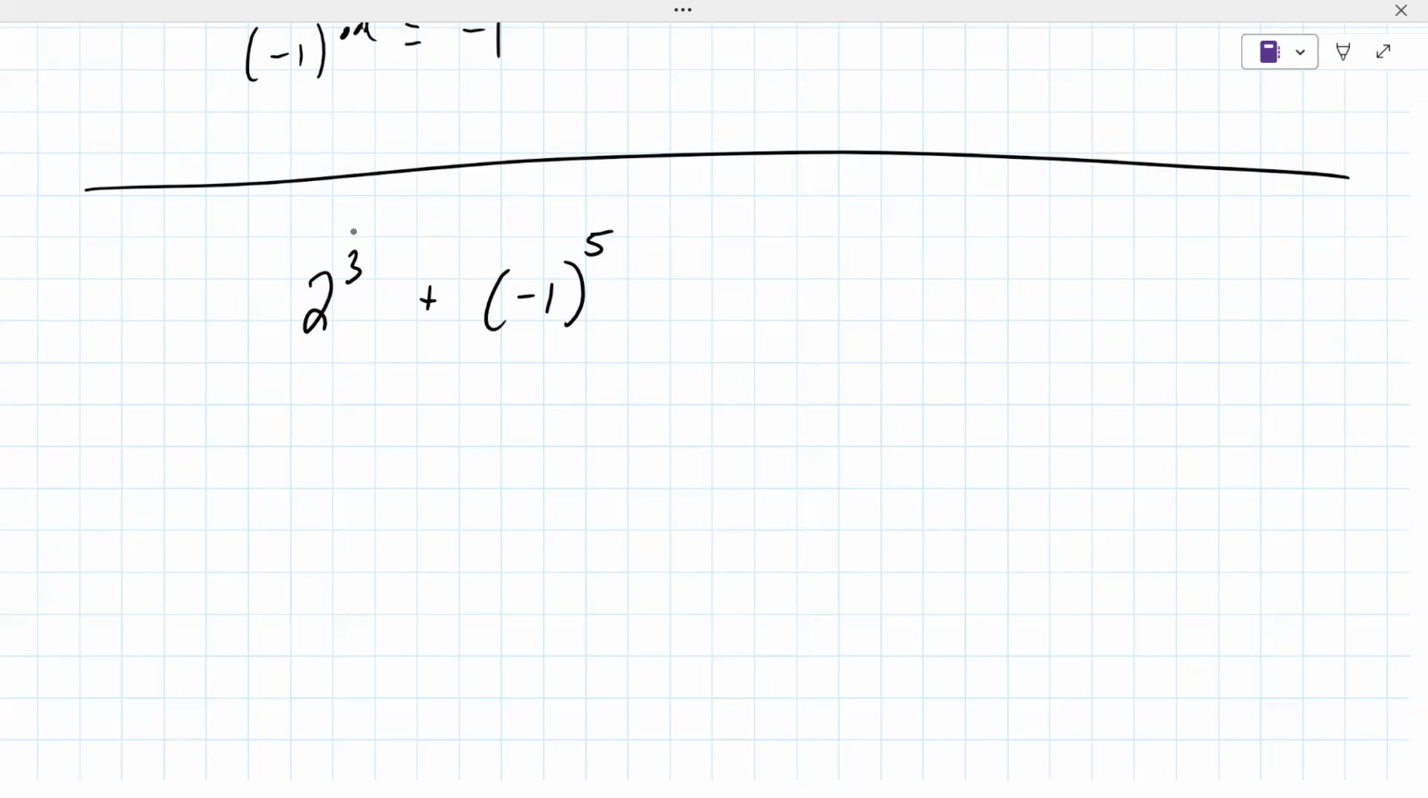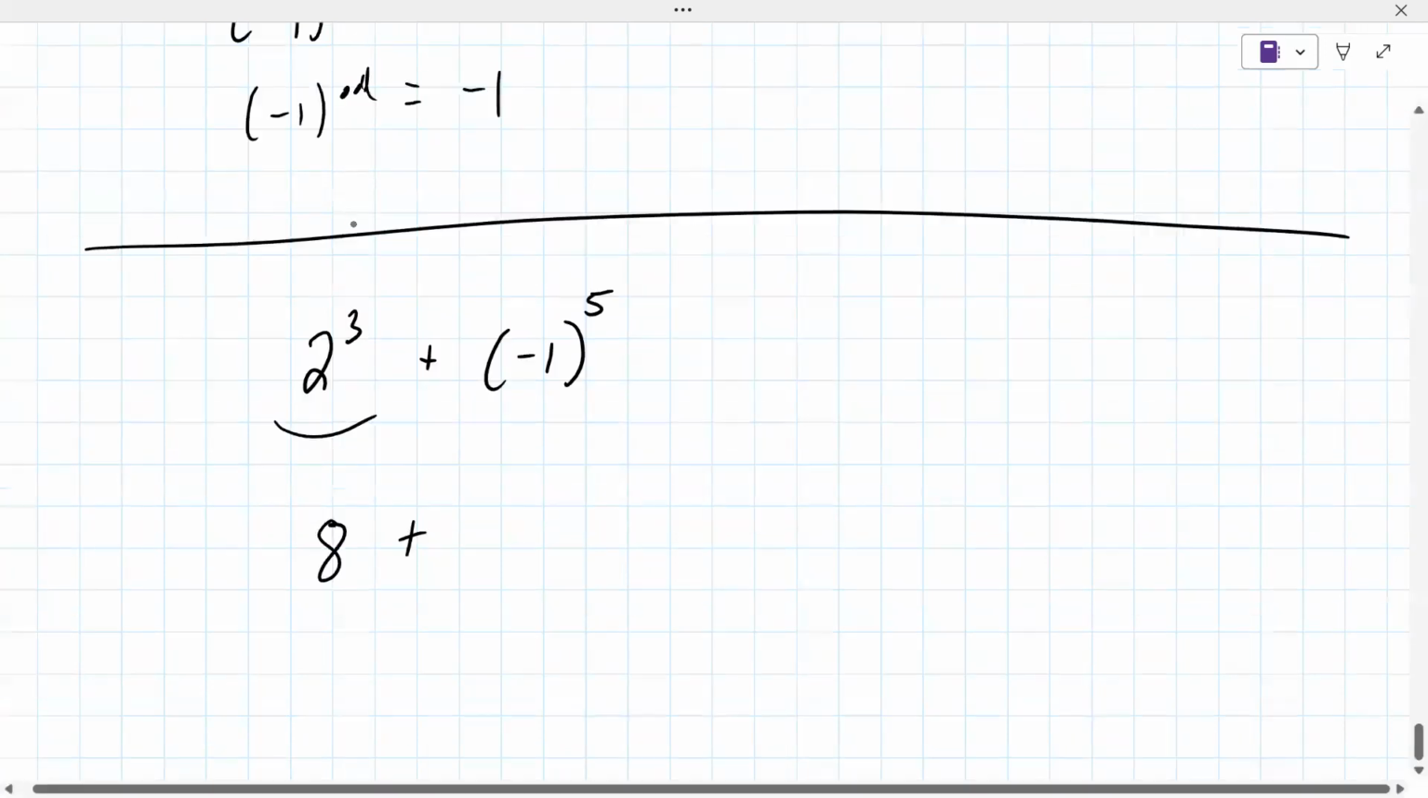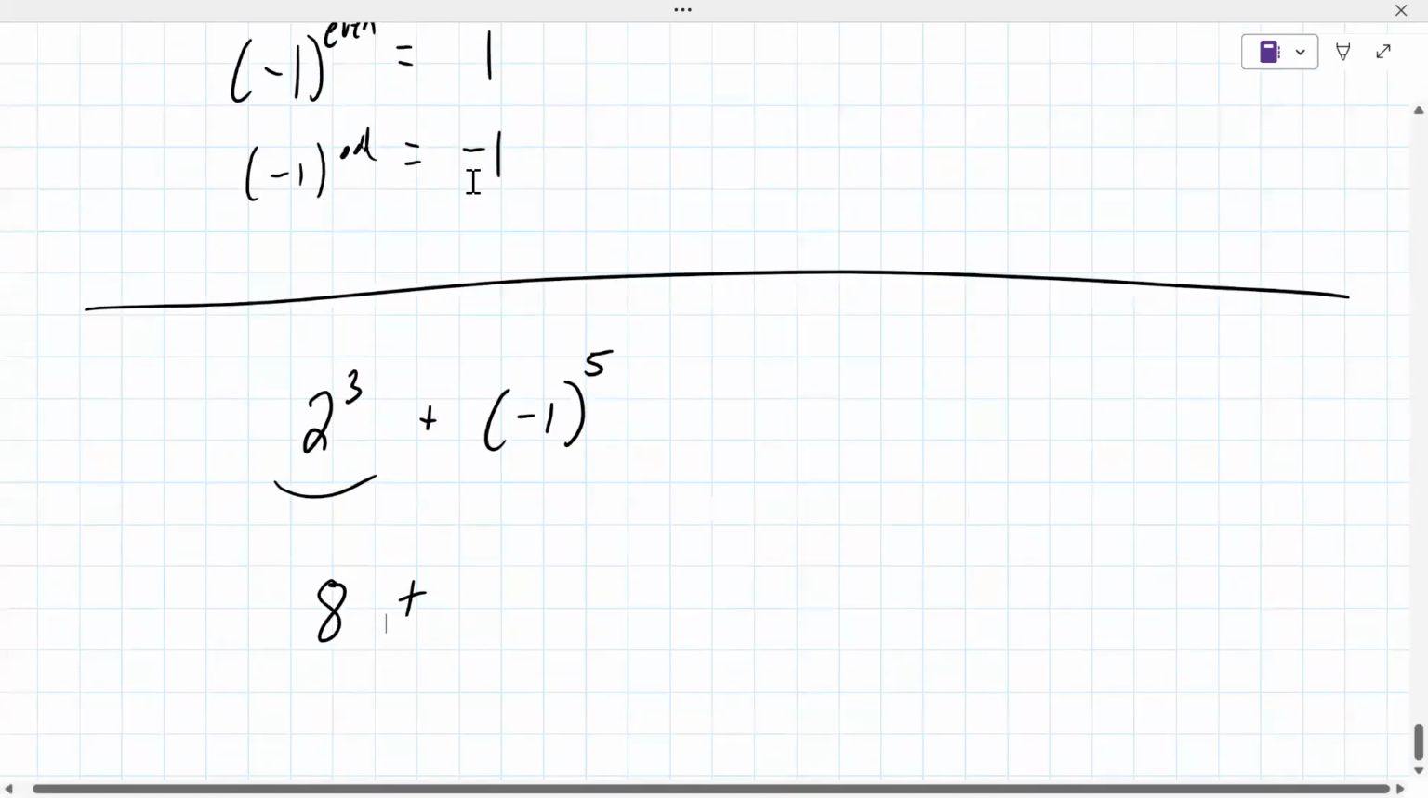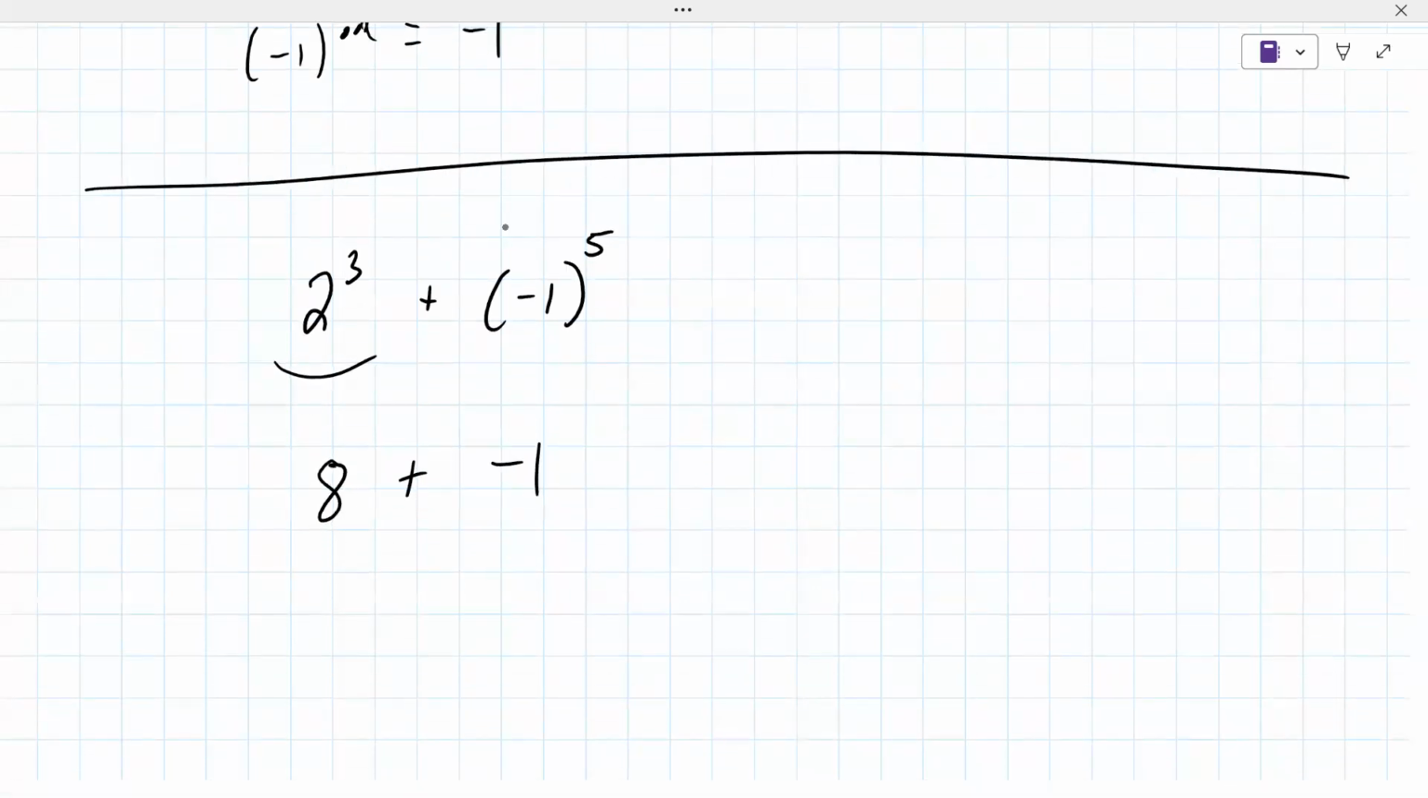Tell me what happened. What's 2 to the power of 3? 2 to the power of 3 is 8. And -1 to the power of 5? +1. Okay, -1 to an odd power is -1. Did you write that down? Yes, I did. Okay, it's -1.